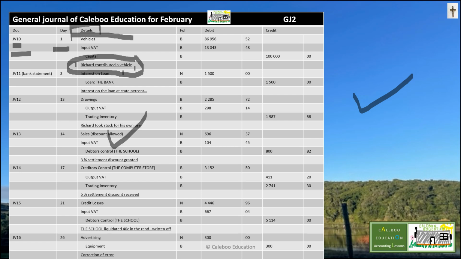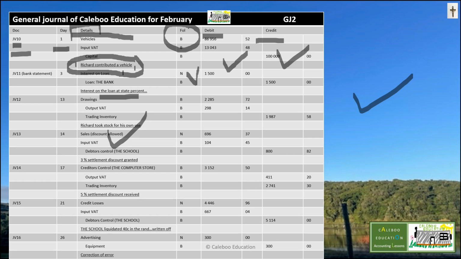So this details column here, I'll say it again, records the accounts that are debited and credited in the general ledger. And at the end of the transaction, there's a journal narration, a story. Then there's a column for folio. We'll put in these folios here a little bit later when we've done the general ledger. Then there's a column for the account that was debited, the amount, and the account that was credited, the amounts. So there's a column debit and credit for the amounts.